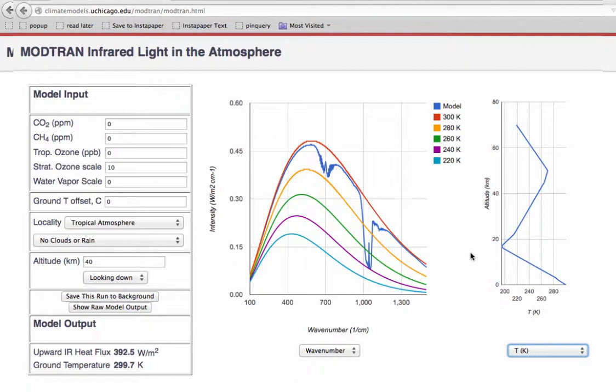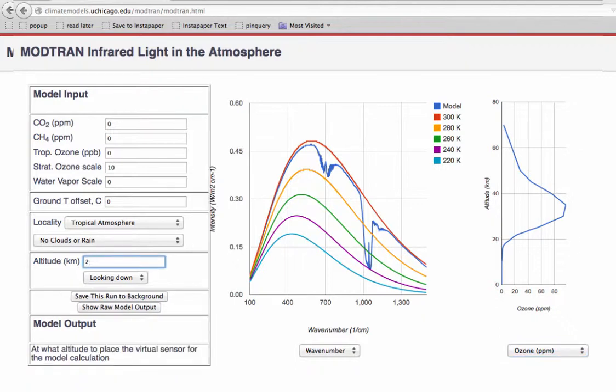And again, if we go lower in the atmosphere, so what happens if we move our sensor below the stratosphere, down to 20 kilometers, then the effect of the ozone absorption should just disappear.